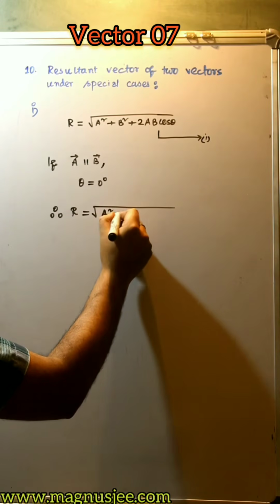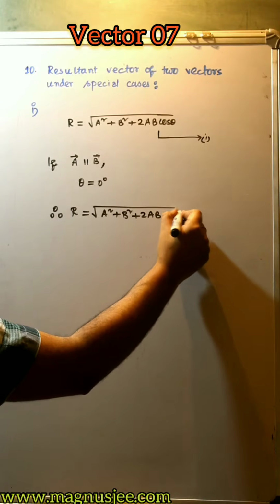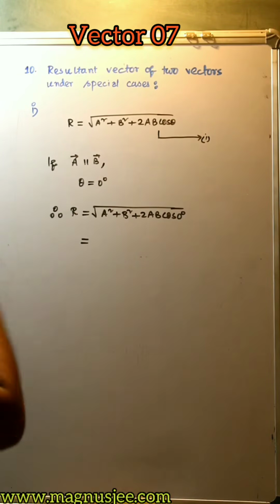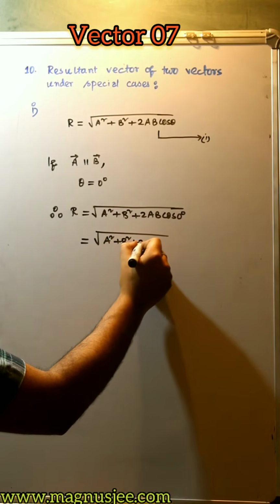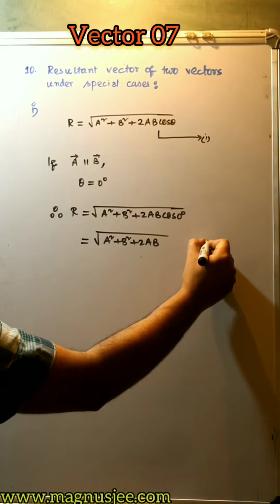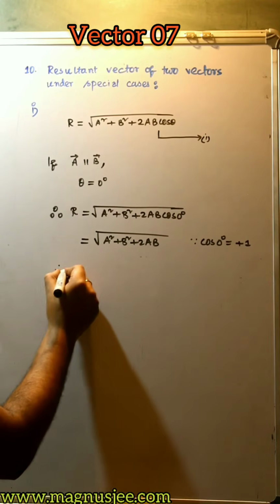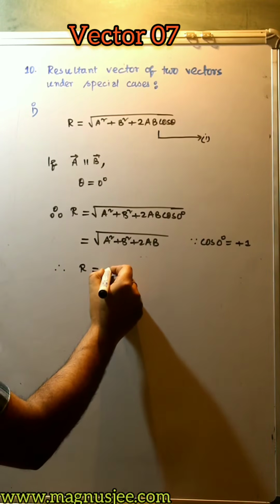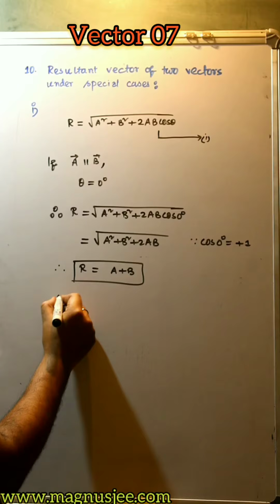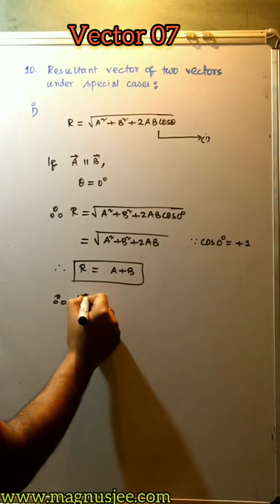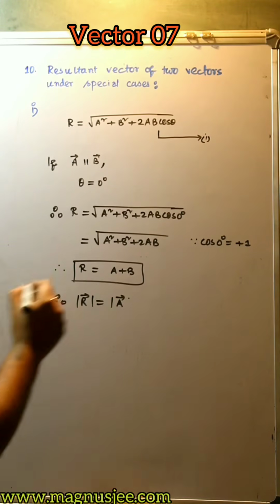It will be maximum. Resultant vector R will be root over a square plus b square plus 2ab cos 0 degree, which is equal to root over a square plus b square plus 2ab into 1, since cos 0 degree is 1. Hence we get the expression of the resultant vector, which is a plus b. Therefore, magnitude of vector R is equal to magnitude of vector A plus vector B.